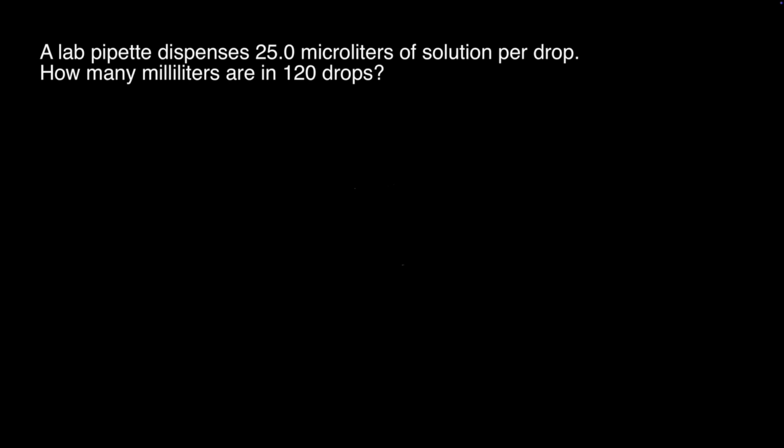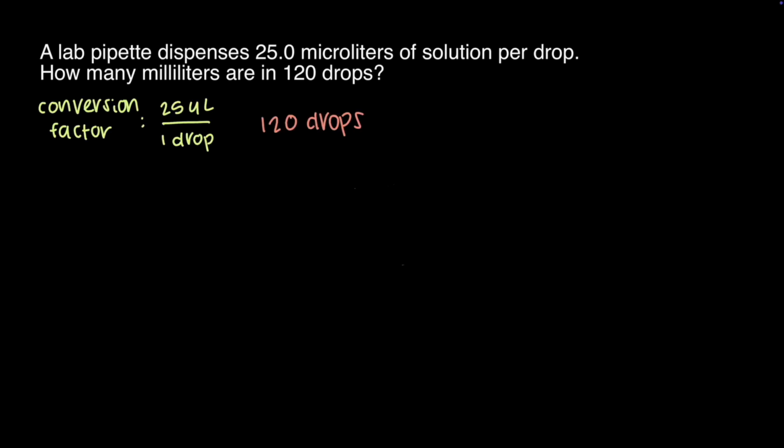In this question, we are given a conversion factor, 25 microliters for every 1 drop. Starting with 120 drops, we can use the conversion factor given to convert to microliters, and then to get to milliliters, we will convert to the base unit liters and then milliliters. Our unit map is drops to microliters to liters to milliliters.